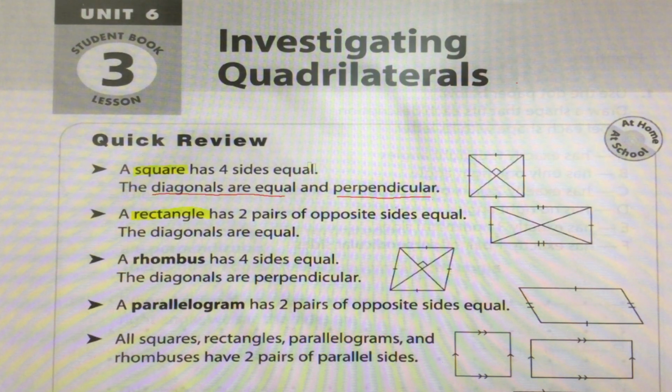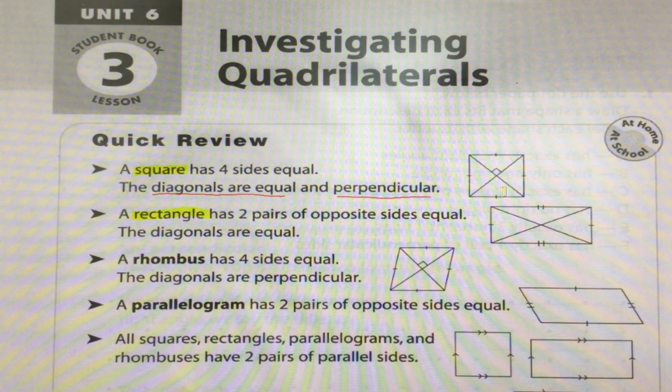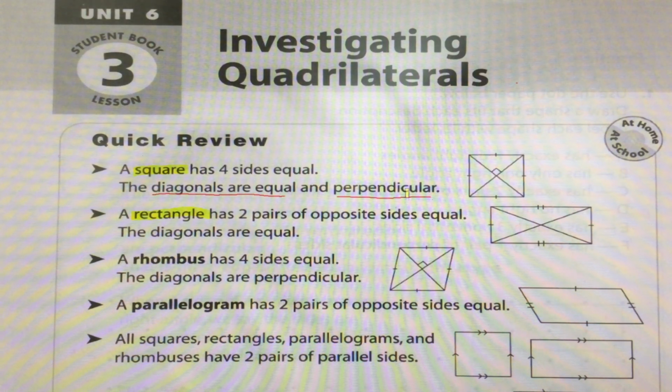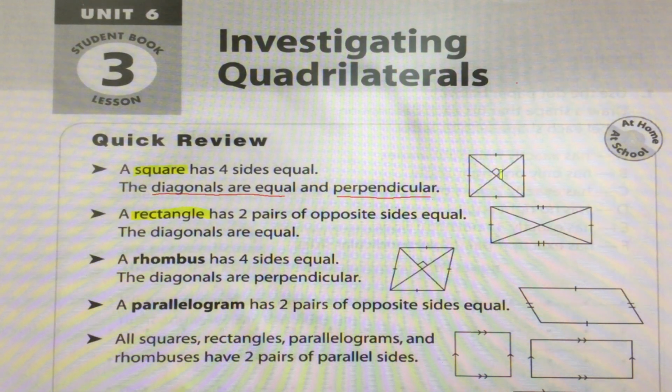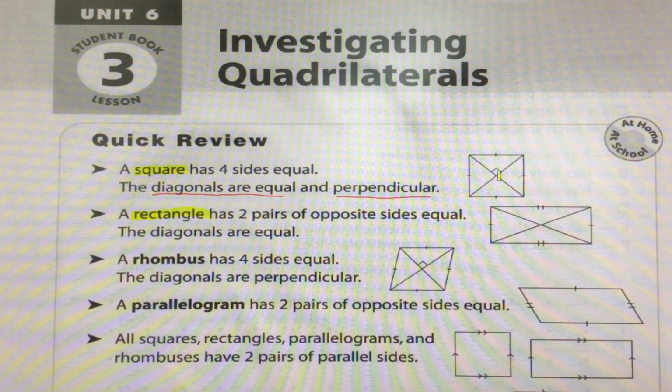So a square has 4 equal sides. So we take a look over here and we see that there's the hatch marks on each of the 4 sides. It also says the diagonals are equal and perpendicular. So if we draw diagonal lines across, we see that they reach a vertex in the center that is perpendicular.